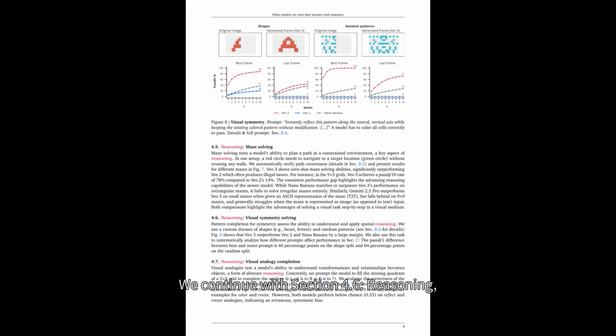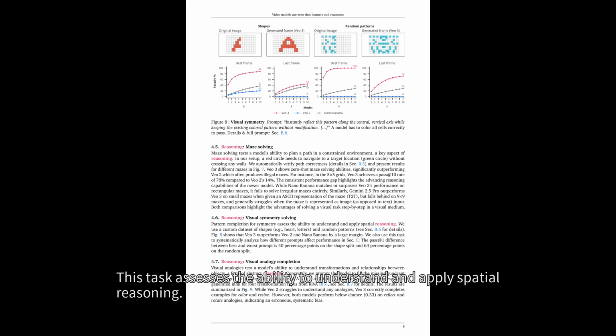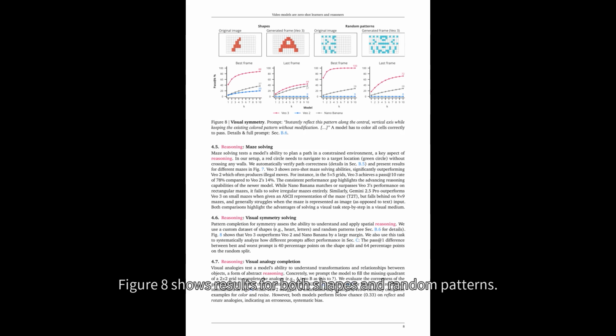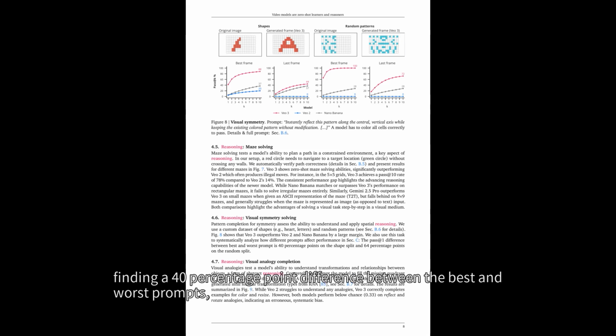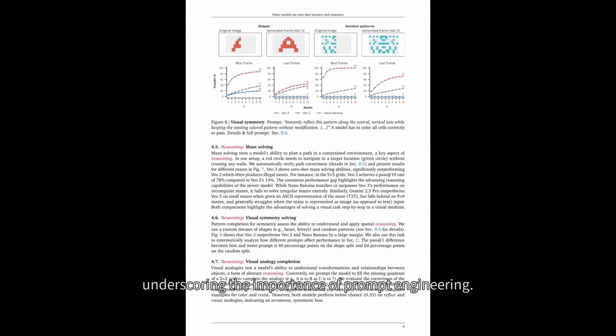We continue with Section 4.6, Reasoning, Visual Symmetry Solving. This task assesses the ability to understand and apply spatial reasoning. Figure 8 shows results for both shapes and random patterns. VO3 significantly outperforms both VO2 and Nano Banana. For the shape split, VO3 achieves 88% pass at 10 for the best frame. We also used this task to analyze prompt sensitivity, finding a 40 percentage point difference between the best and worst prompts, underscoring the importance of prompt engineering.